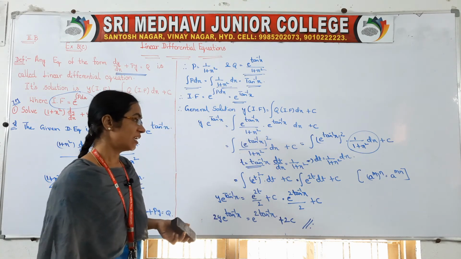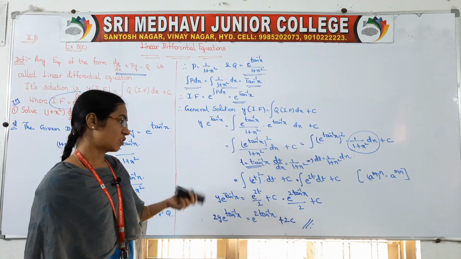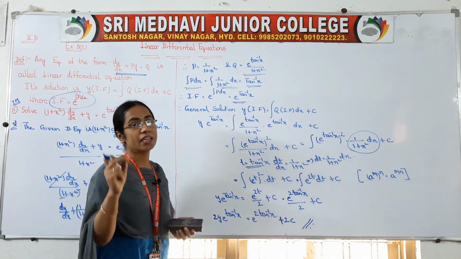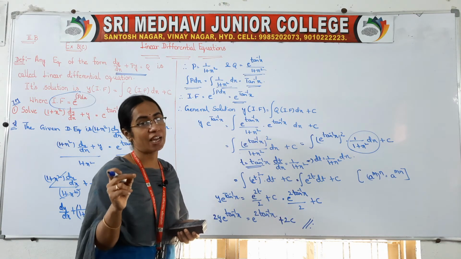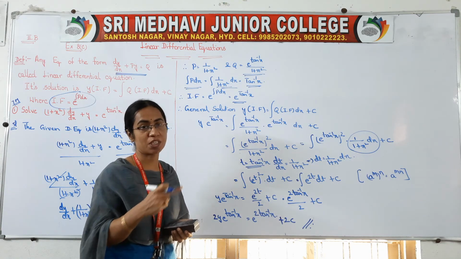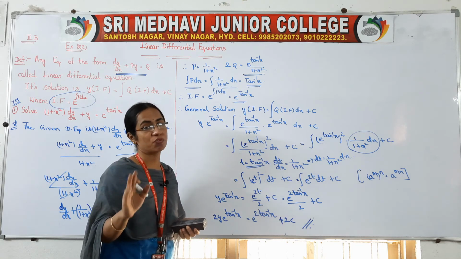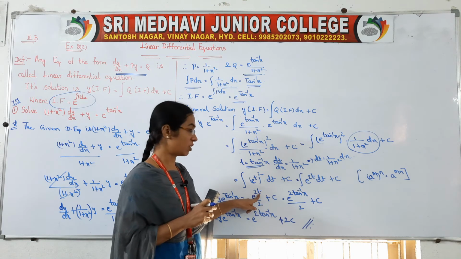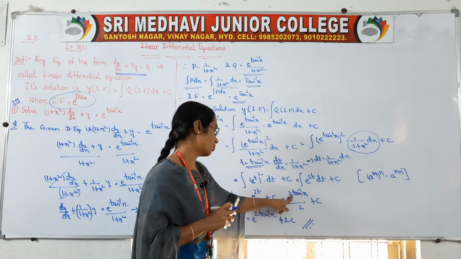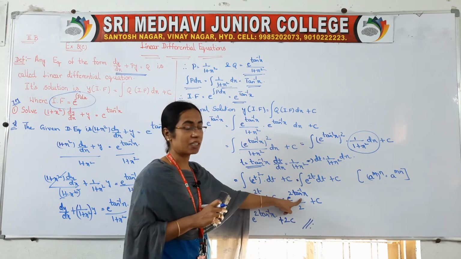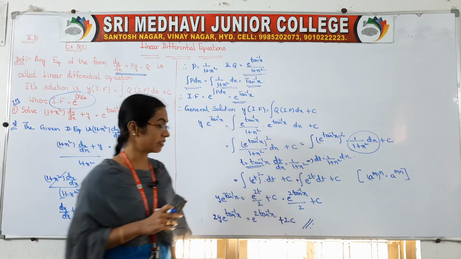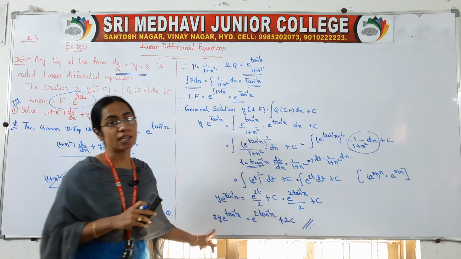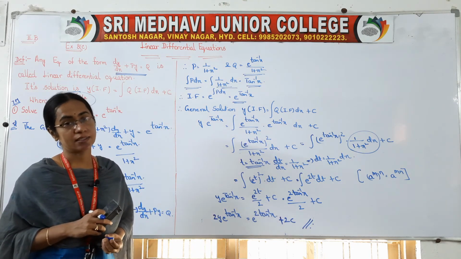So plus c. Actually we can stop here, but whenever a substitution problem is there, I said in t's place we have to substitute the value. Why? The question is in terms of x, which means the answer also must be in terms of x, not in terms of t. So you have to substitute your t value, right? So e to the power of 2 tan inverse x by 2 plus c. Take the LCM as 2 and send it to this side. You will get your required answer.